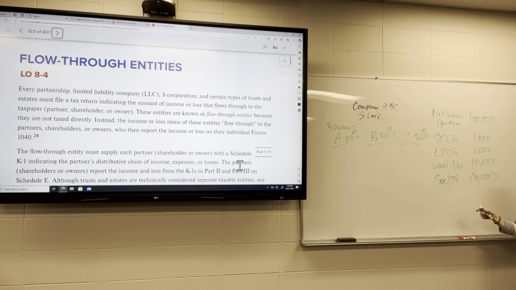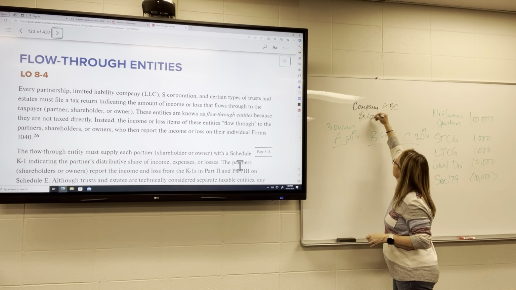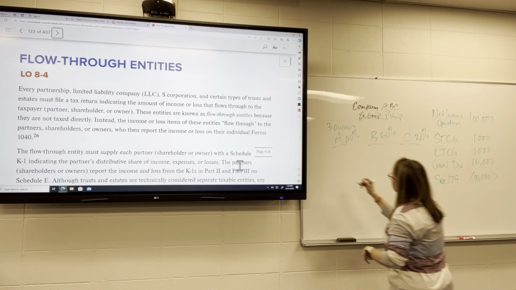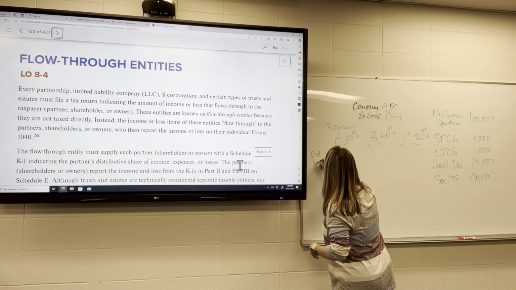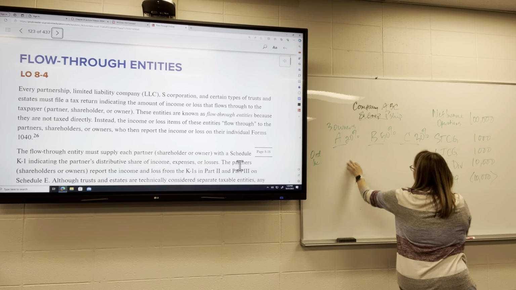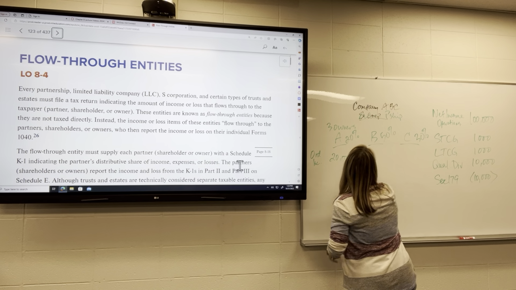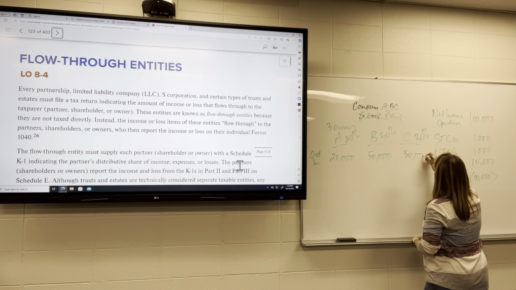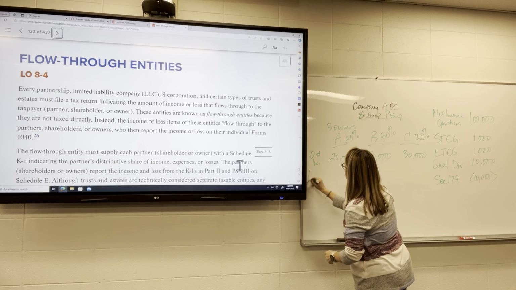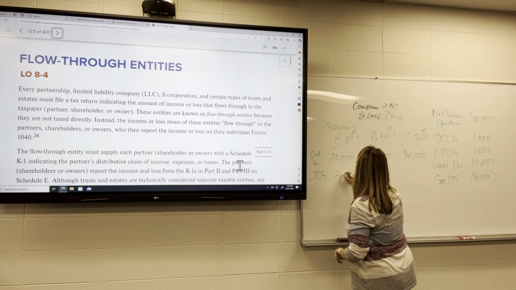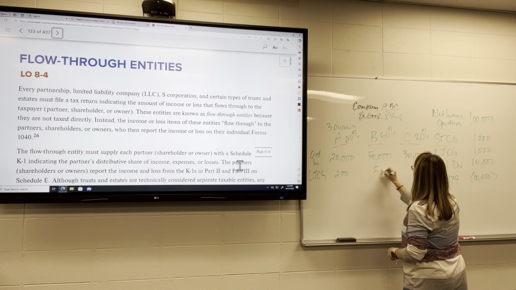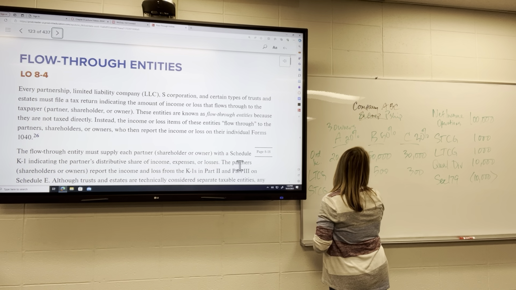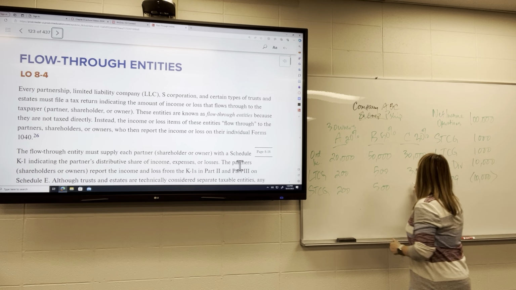I'm using the word partner. I'm sorry. It's a partnership. We'll say it's a partnership. Doesn't really matter, but just because I keep using the word partner. All right. So each of these partners is going to have ordinary income, 20% of the 100,000, 20,000. Partner B, 50,000. Partner C, 30,000. Partner A is also going to have some long-term capital gains of 200, 500, 300. Some short-term capital gains of 200, 500, 300.